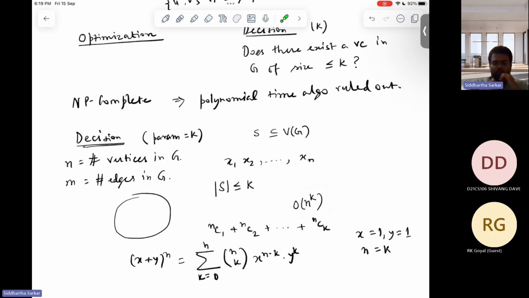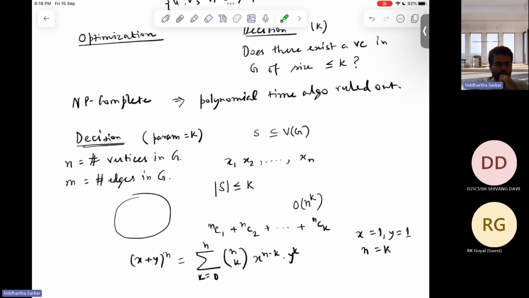And if k is not a constant, so if k has dependence on n, let us say k is n by 100, something like that, then this is again not a polynomial. So in polynomial time, we're not able to. In fact, this is an exponential time algorithm if k is some order of n. So the brute force algorithm is going to take at least exponential time.